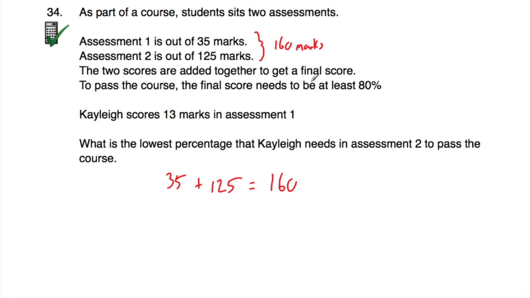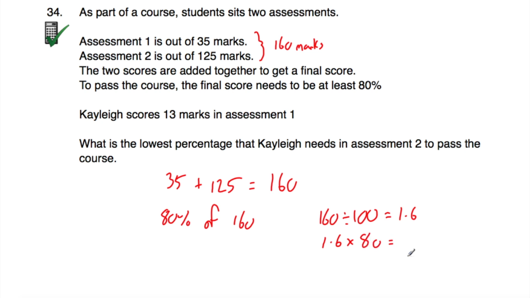Now, in order to pass, they need to score at least 80%. So we need to work out what 80% of 160 is to see how many marks Kaylee needs in total to pass. So let's work out 80% of 160. It's a calculator question, so we can take the 160 and divide it by 100 to find 1%, so that's equal to 1.6, and then we're just going to times that by 80, so 1.6 times 80 is equal to 128.